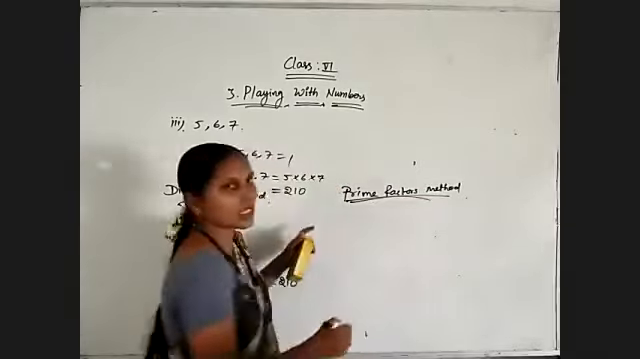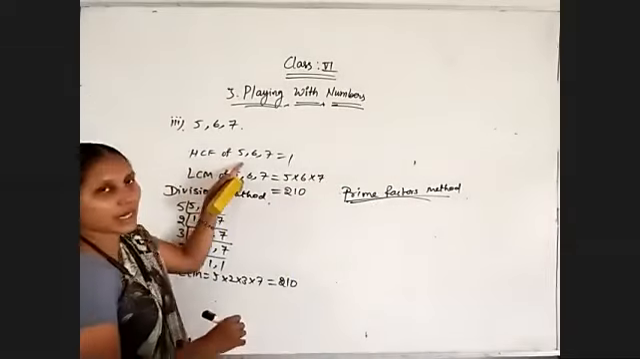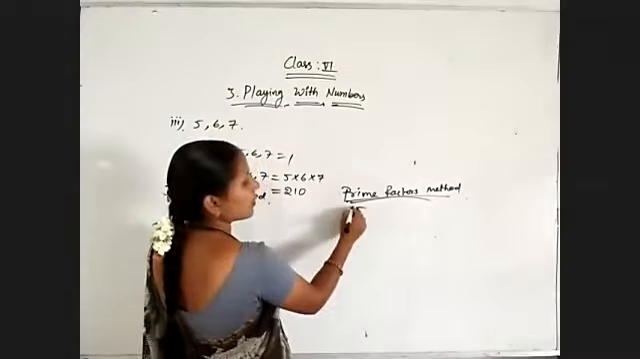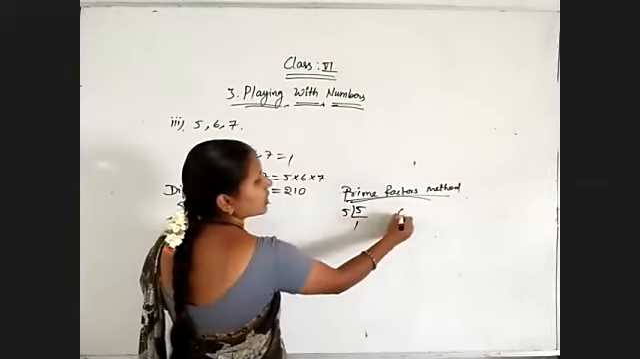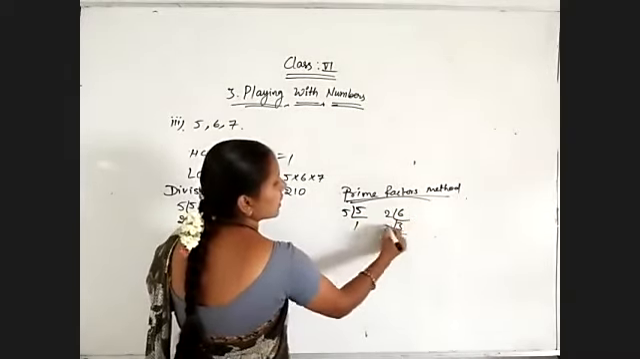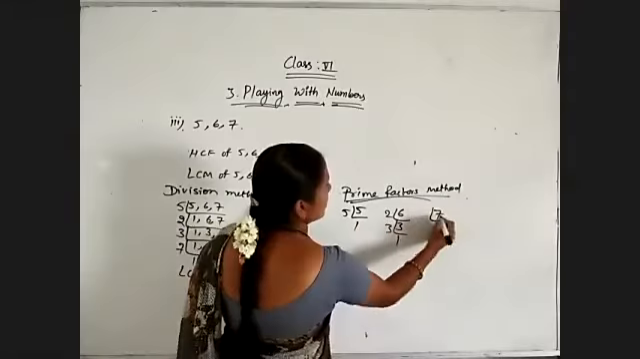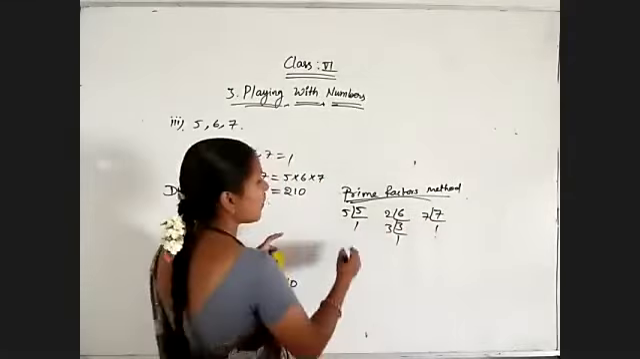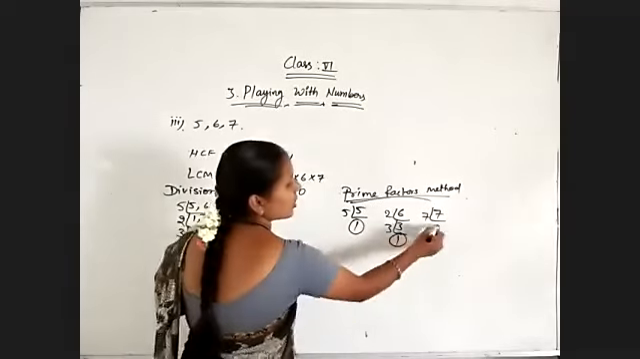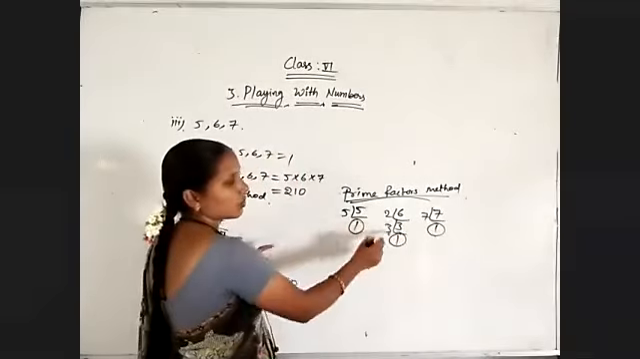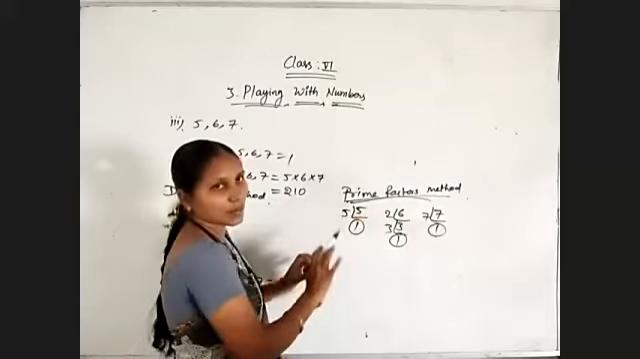So in the prime factors method, as I told you, we need to write separately the factors of each and every number. So 5: 5 ones are 5. 6: 2 threes are 6, 3 ones are 3. And 7: 7 is a prime number, so 7 ones are 7. What is the common factor? Only 1 is the common factor. 5 is not there, 2, 3, 7 we didn't get in any other numbers.